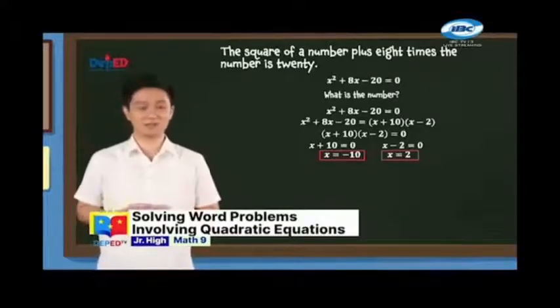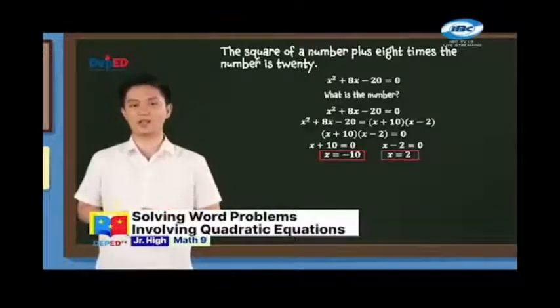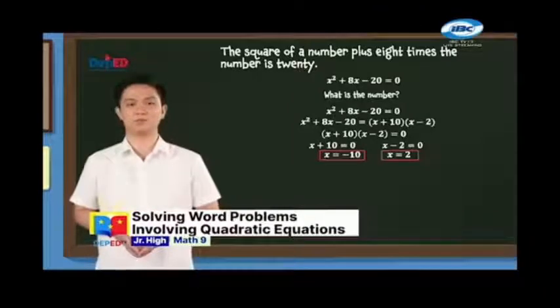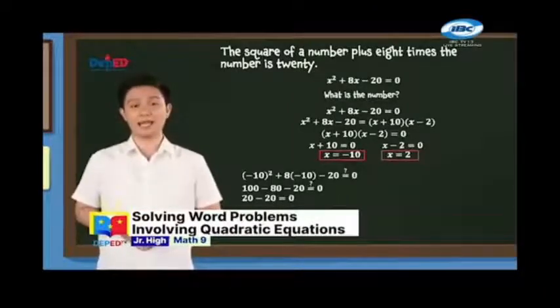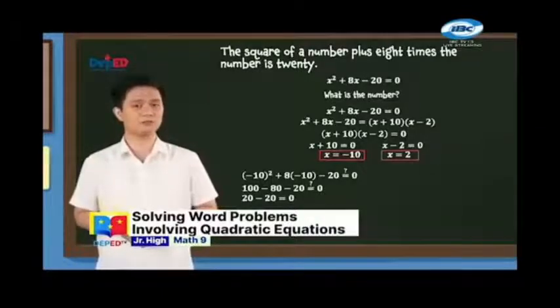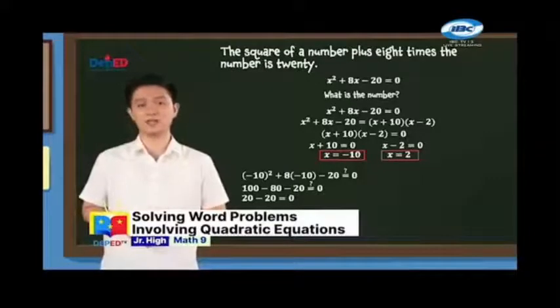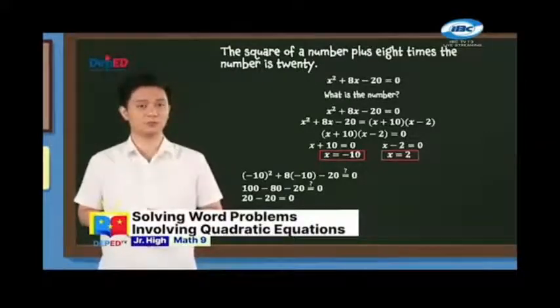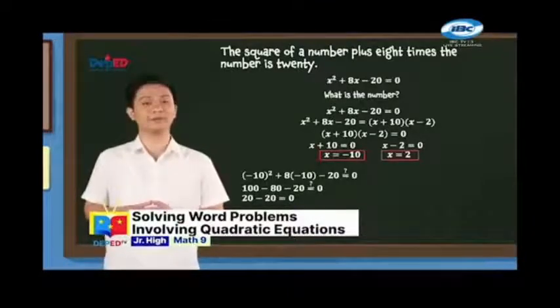Let's check by substituting these values of x in the equation x squared plus 8x minus 20 equals 0. So we have the square of -10 plus 8 times -10 minus 20. Is it equal to 0? Let's see. 100 minus 80 minus 20. Is it equal to 0? So we have 20 minus 20, and it is indeed equal to 0.